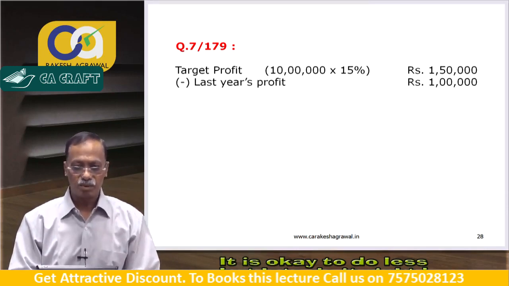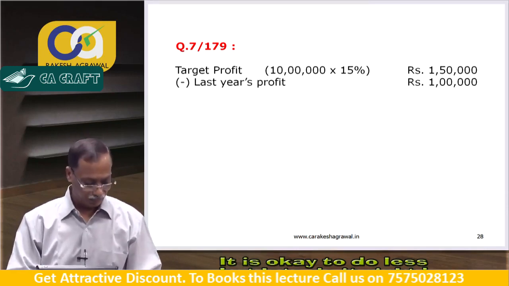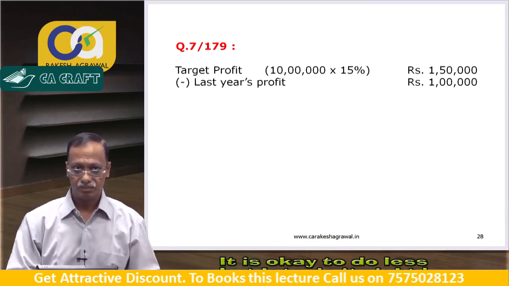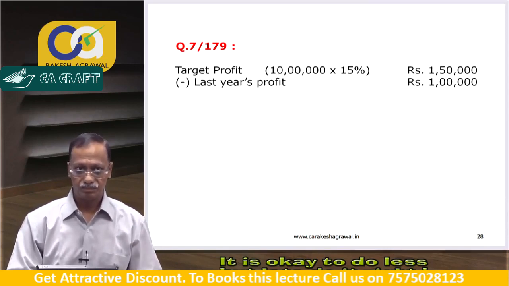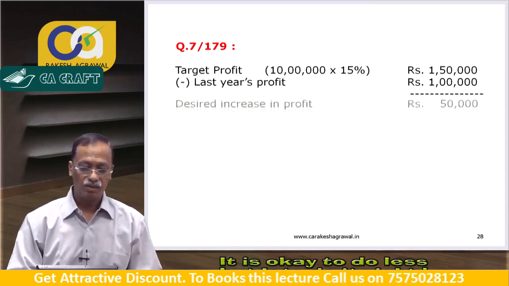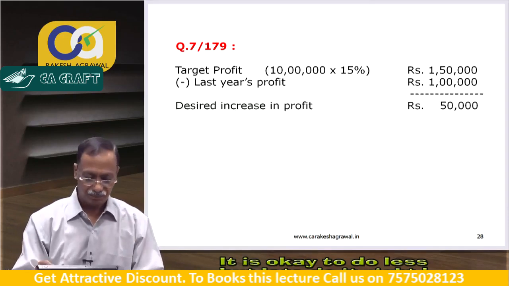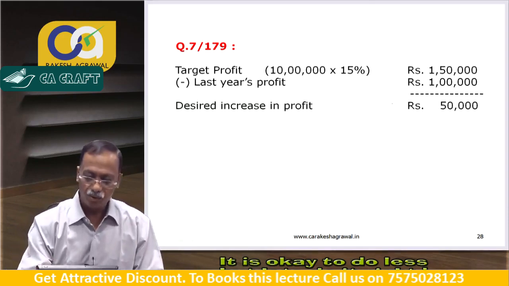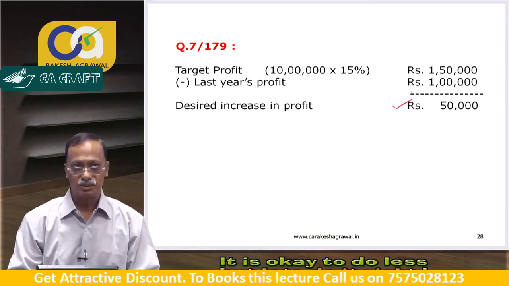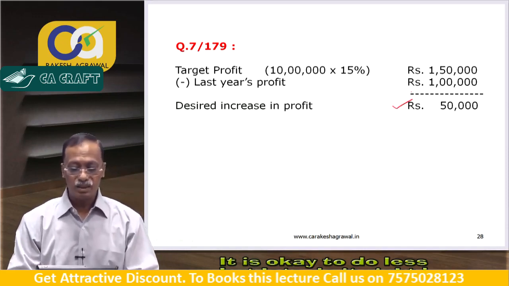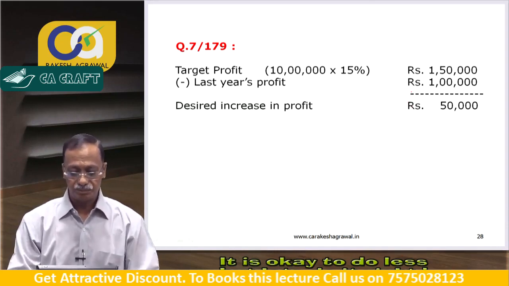Less last year's profit 1 lakh. Therefore, desired increase in profit, right? You have to increase the profit by how much? 50,000 so that you can achieve the goal. So desired increase in profit is 50,000.